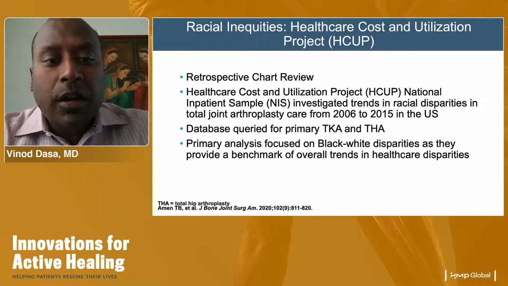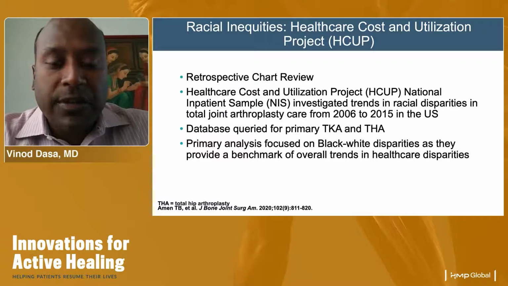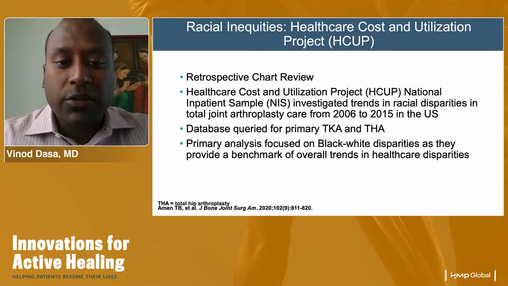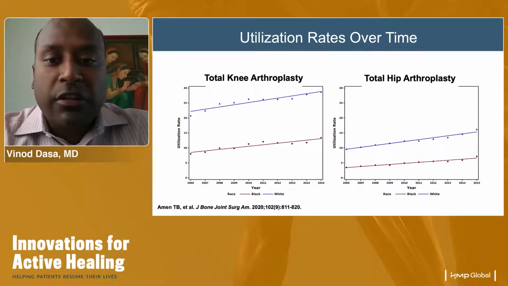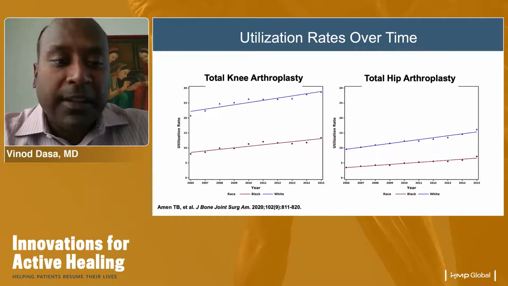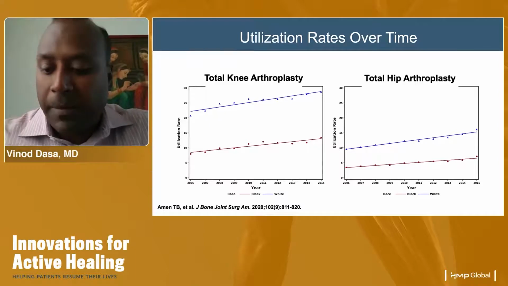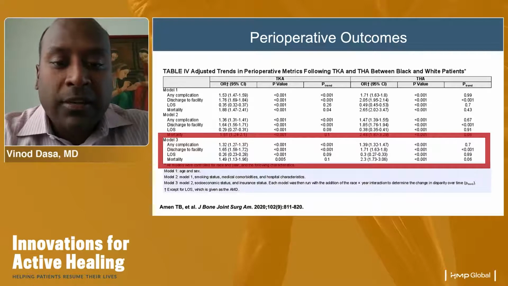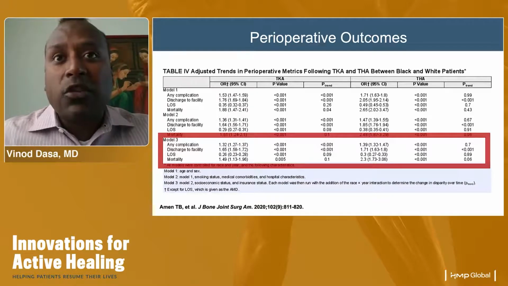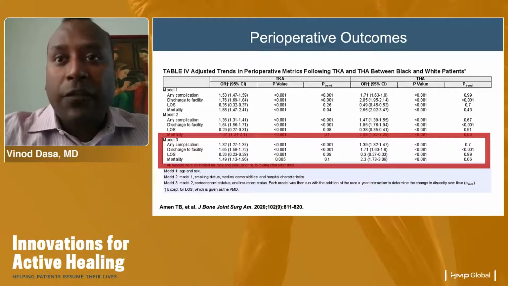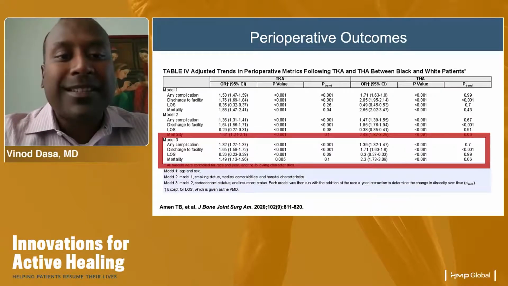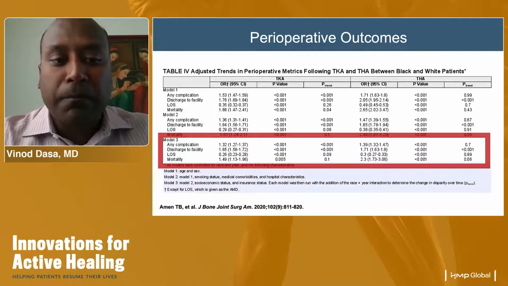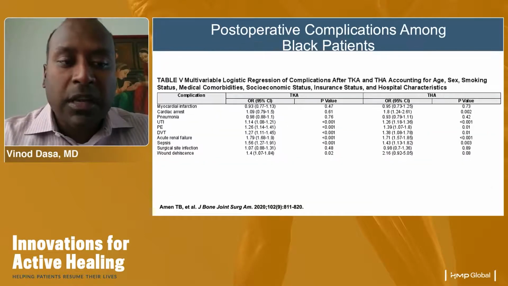This was another retrospective chart review looking at the difference in outcomes in our surgical patients, Black patients versus white patients. What they found was utilization of both hip and knee replacements significantly higher in white patients compared to non-white patients. And then when we look at complications following surgery, you can see here, not just getting the surgery was a barrier, but actually after you have the surgery, we're seeing significant differences in complication rates in Black patients versus white patients. If we do a deeper dive into those complication rates, what do we see?